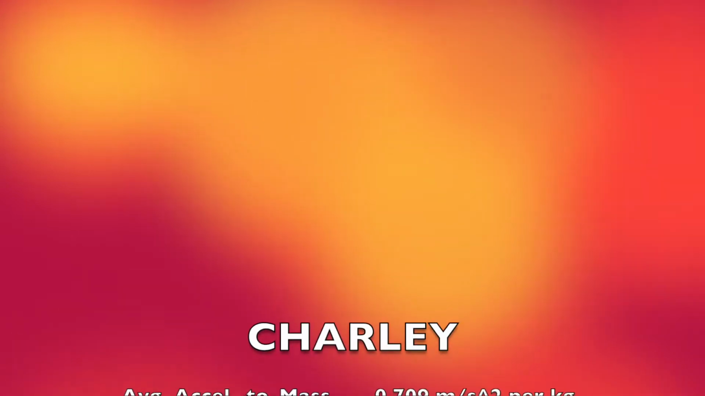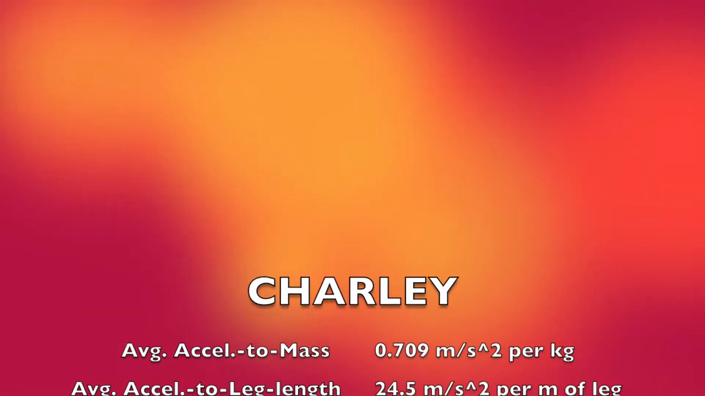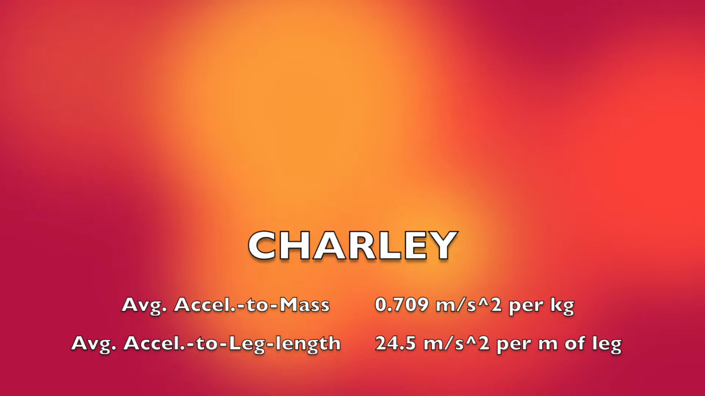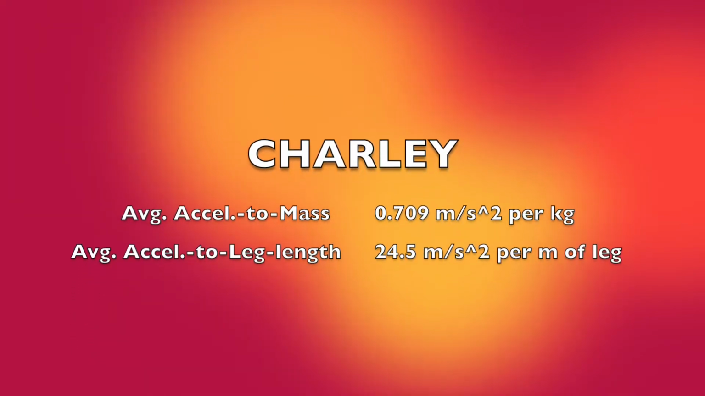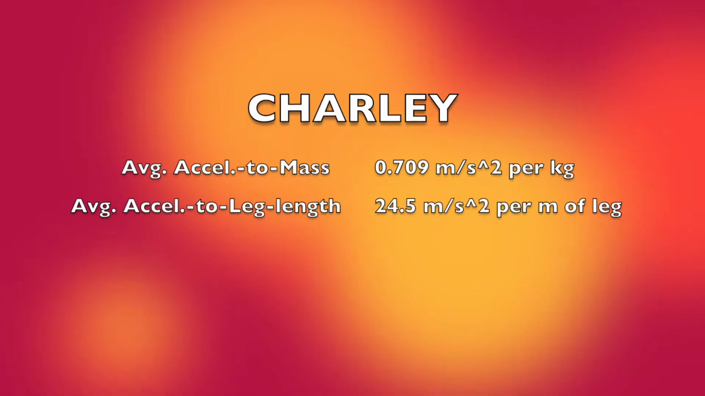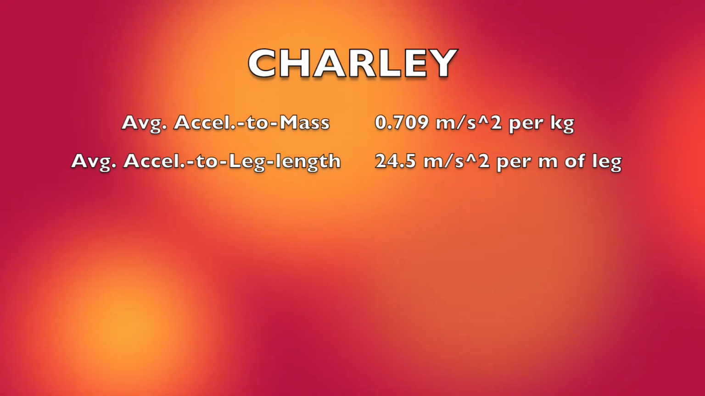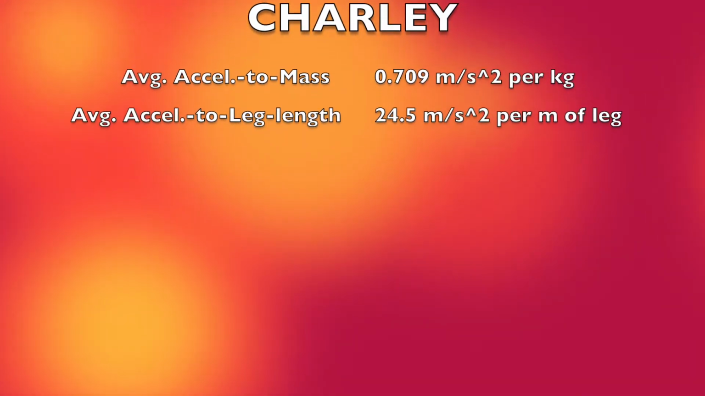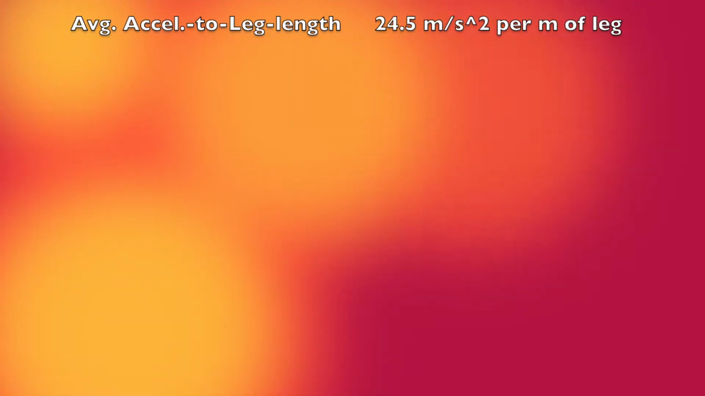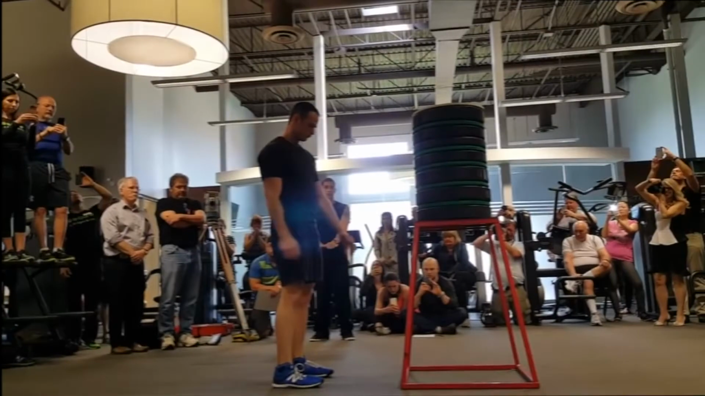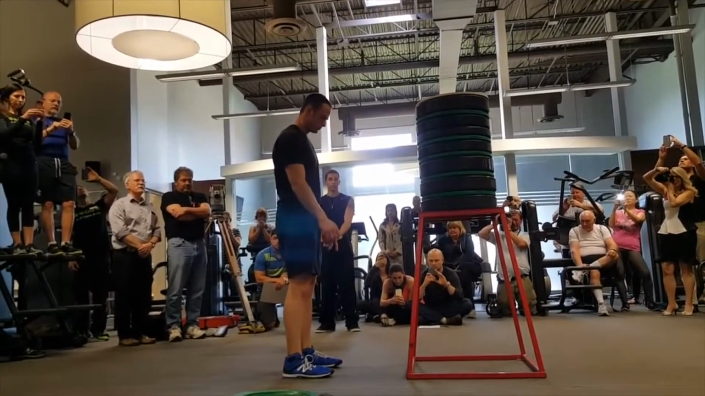Let's look at the numbers that really matter to Charlie in this competition. Average acceleration to mass ratio, 0.709 meters per second squared per kilogram. Average acceleration to leg ratio, 24.5 meters per second squared per meter of leg length. All right, let's hope Charlie's numbers hold up. Now, let's move on to Evan Unger.